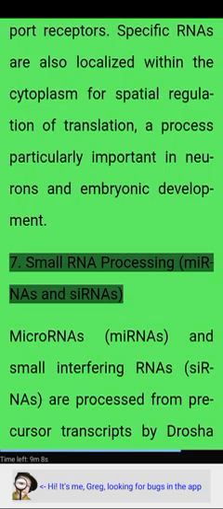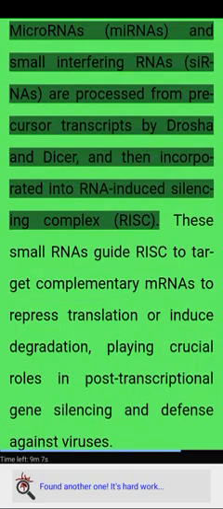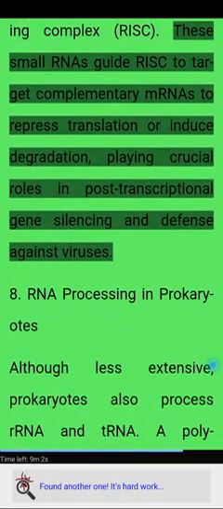7. Small RNA processing, miRNAs and siRNAs. MicroRNAs, miRNAs, and small interfering RNAs, siRNAs, are processed from precursor transcripts by Drosha and Dicer, and then incorporated into the RNA-induced silencing complex, RISC. These small RNAs guide RISC to target complementary mRNAs to repress translation or induce degradation, playing crucial roles in post-transcriptional gene silencing and defense against viruses.